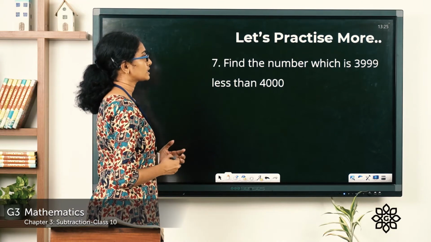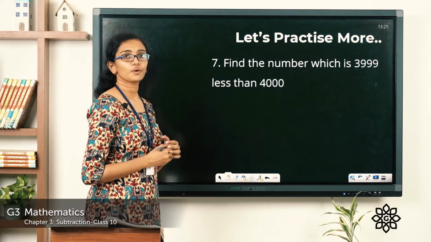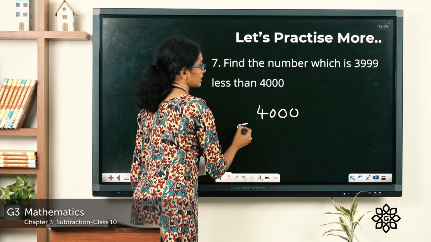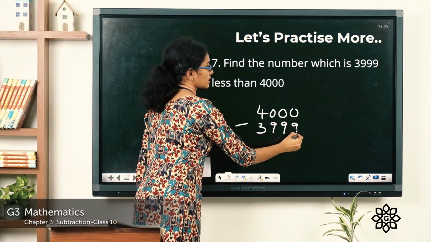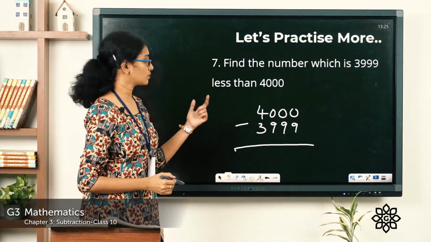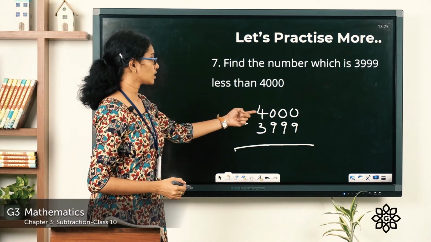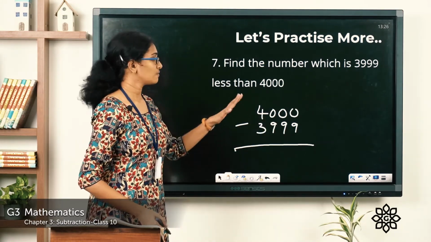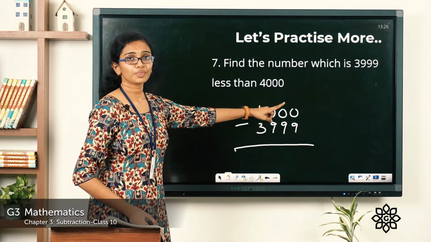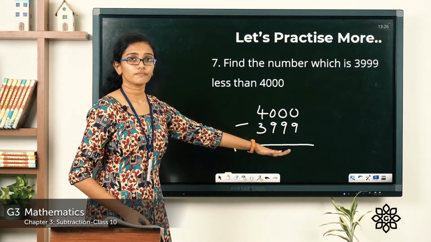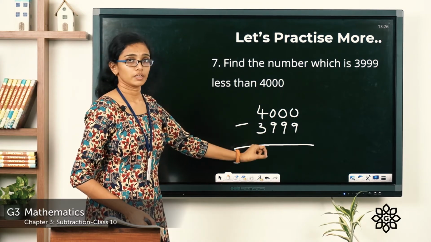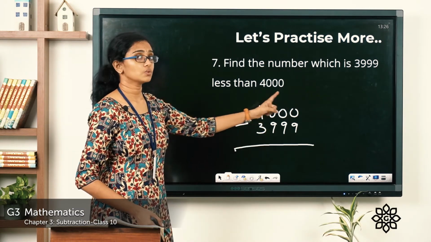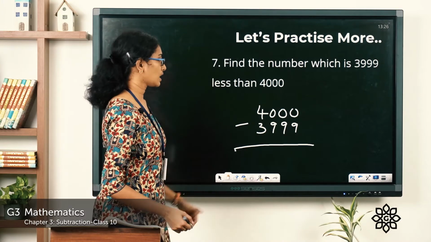Find the number which is 3999 less than 4000. So what is the question given here actually? It is 4000 minus 3999. We have learned a shortcut way of doing subtractions, remember. If we have a non-zero digit only in the highest place and all the digits to the right of it are zeros, we can just subtract 1 from both the minuend as well as the subtrahend and find the difference. The result will be the same, and in that case we don't have to regroup. Here we would have to regroup, but if we use that shortcut we don't have to. Let's see how we can do that.